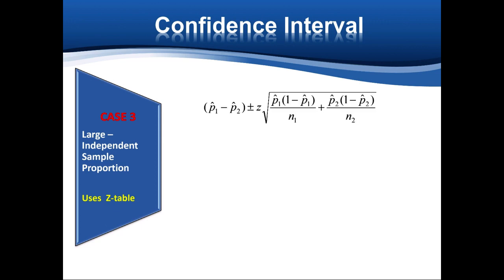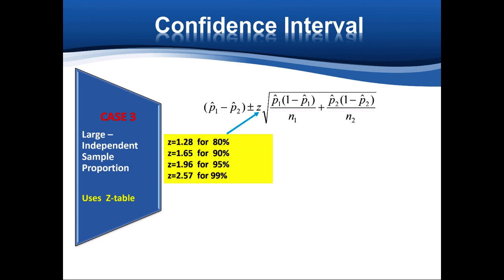Case 3. Large independent sample proportion. Here is the form where you can select the z-score for different confidence level. P1 hat and P2 hat are the sample proportion for 1 and 2.